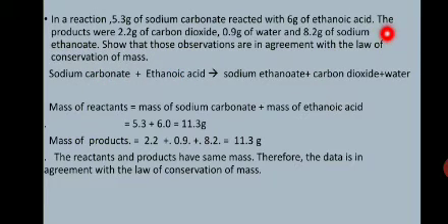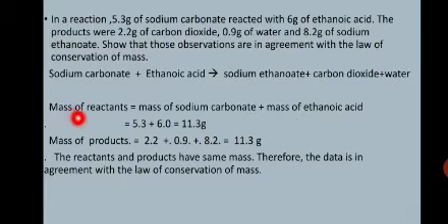Read the rest of the question. The products are already given: 2.2 gram of carbon dioxide, 0.9 gram of water and 8.2 gram of sodium ethanoate. So there are three products: sodium ethanoate, carbon dioxide and water. So two reactants and three products. When we write this equation, it's very easy to find out the rest of the values because we can identify them straight away.